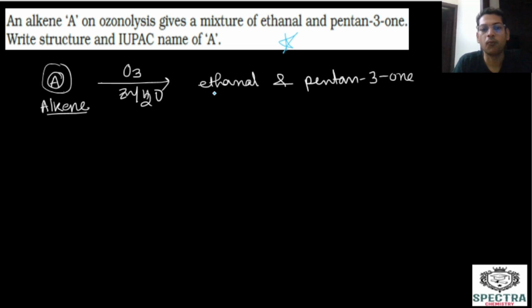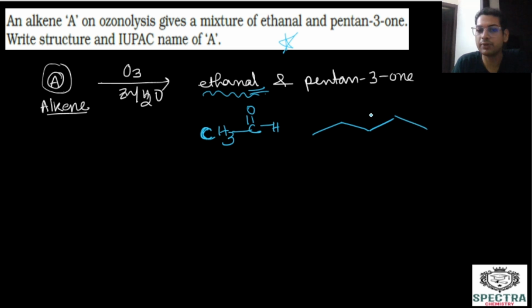So what is the structure of ethanal first? Ethanal structure is CH3CHO. Sir, how do you know that this is the structure? Because you see, ethan means 2 carbon, and al means it's an aldehyde group. Then for this carbon, if you satisfy the valency, you need 3 hydrogen. So CH3CHO. Sir, pentan-3-one means write 5 carbon 1, 2, 3, 4, 5. At the 3 position, one means ketone, that means double bond O. So this is the structure.